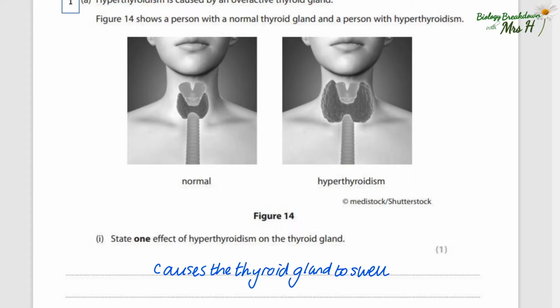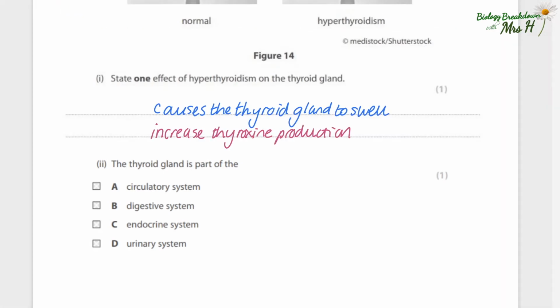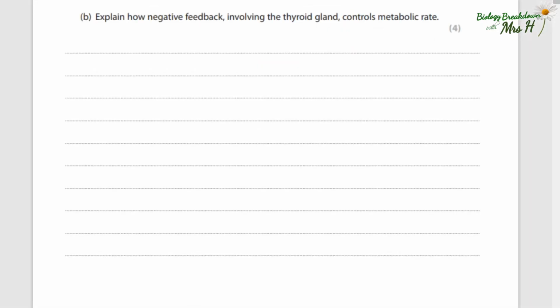Another possible thing you might have written here is that it could increase the thyroxine production. The thyroid gland is part of the endocrine system, so that's C. Explain how negative feedback involving the thyroid gland controls metabolic rate.